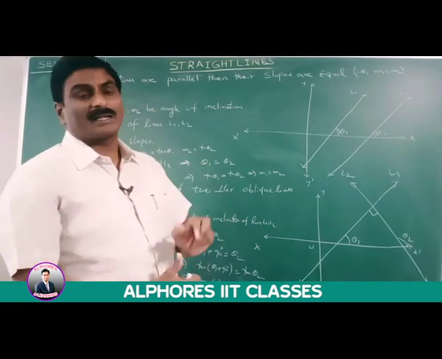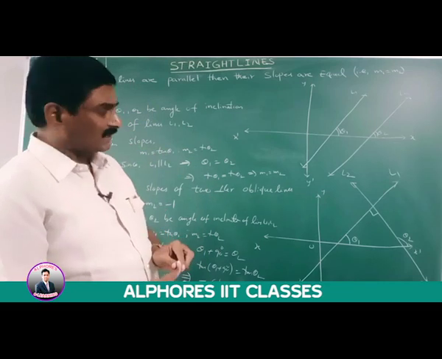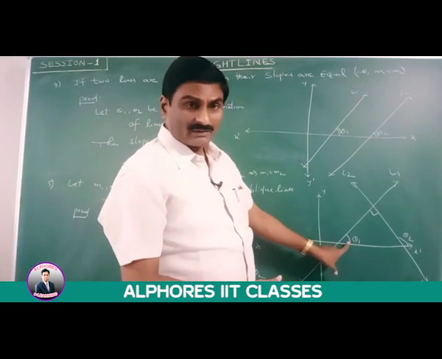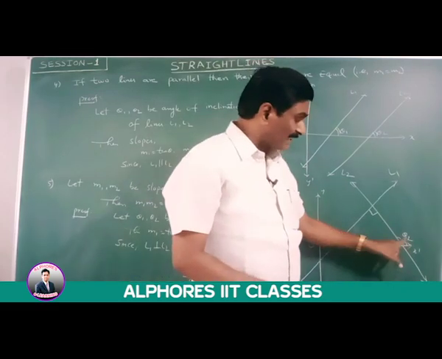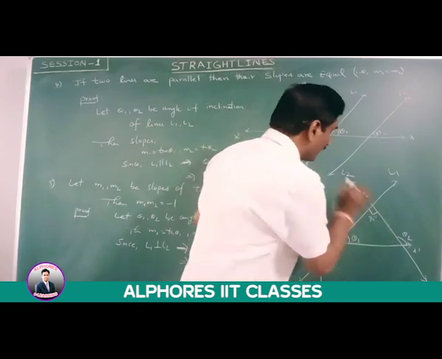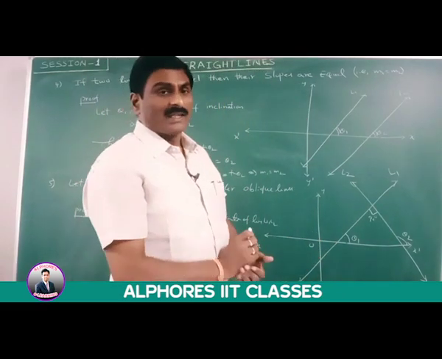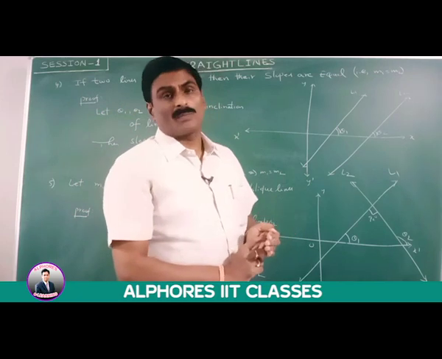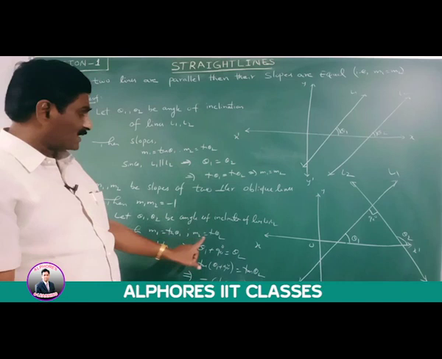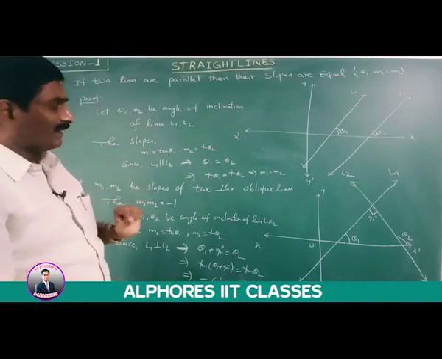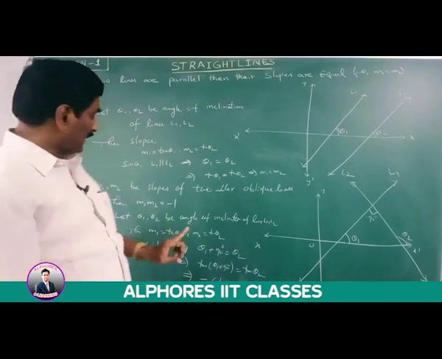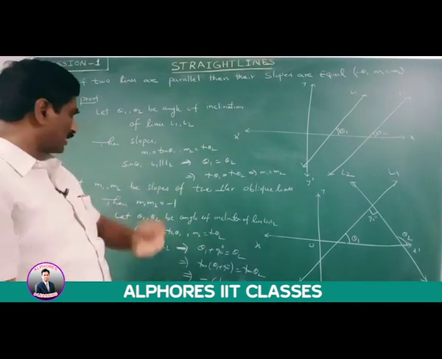Let theta 1, theta 2 be the angles of inclination of the two lines. Say this is the first line, its angle of inclination is theta 1. Say this is the second line, its angle of inclination is theta 2. These two lines are perpendicular, that means this angle must be 90 degrees. If the angle of inclination is given, what is the slope? m is equal to tan theta. So m1 is equal to tan theta 1, m2 is equal to tan theta 2.